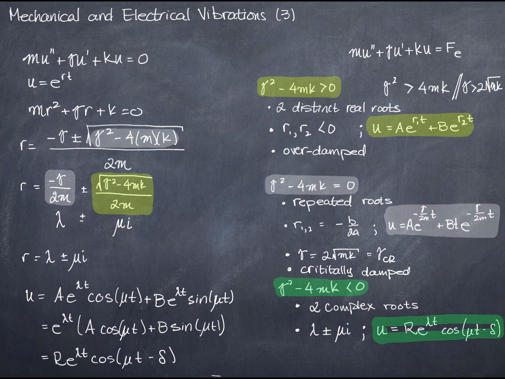Okay, so I'll highlight my form of the solutions to go with case 3. And then let's also make the observation that since our gamma squared minus 4mk is less than 0, gamma will be less than 2 root mk, and we call this underdamped.